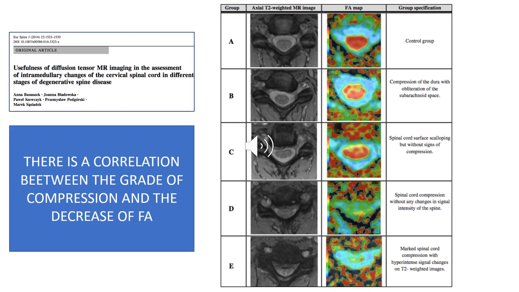Also, this slide shows the correlation between the imaging of the MRI and the diffusion tensor imaging, the tractography. In the first line, you have a normal cord that corresponds to a red cord. And in line D or E, you have a serious compression of the cord that corresponds to a green or blue cord.